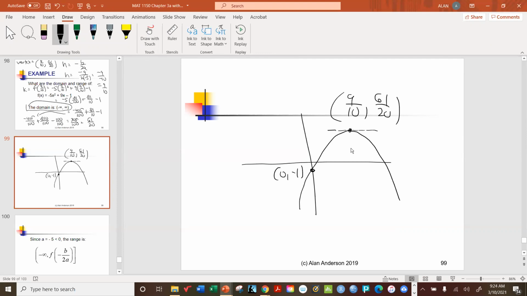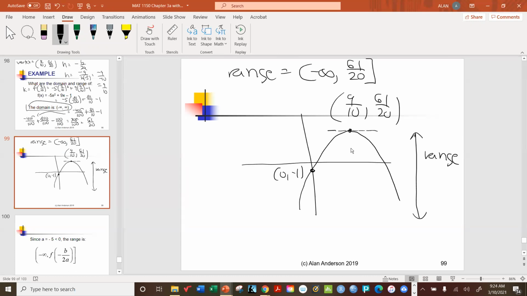That's our y-intercept. But what we're interested in is the range. And that range means everything from y cannot go beyond 61 over 20. So the range is minus infinity up to 61 over 20. It can include 61/20, so I'll put that square bracket here.